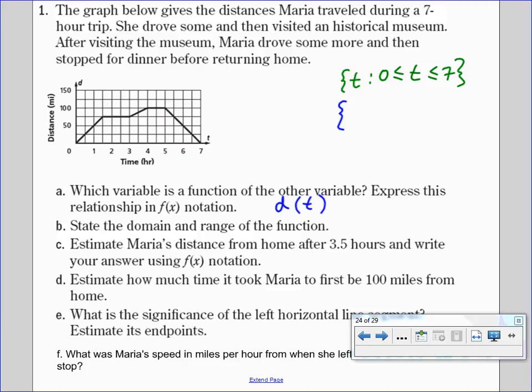The range in blue is the collection of all distance D values such that D is less than or equal to, looks like my greatest distance away from home. What's the furthest Maria gets away from home? 100.